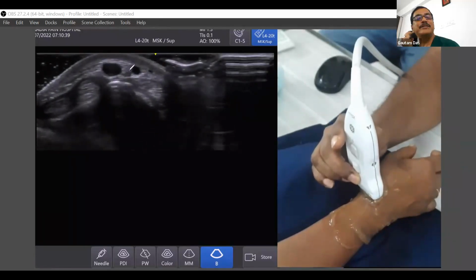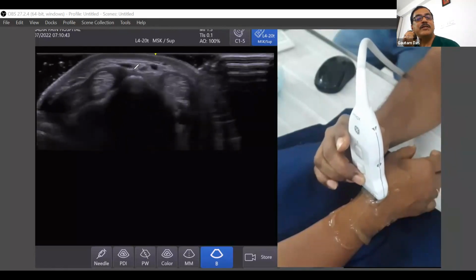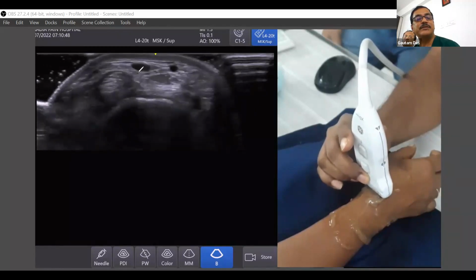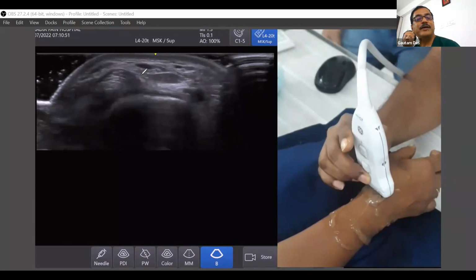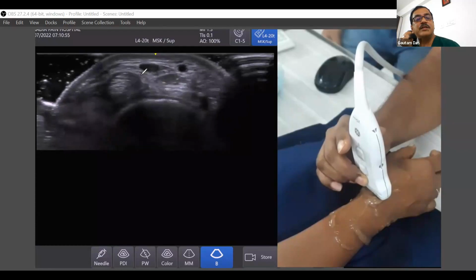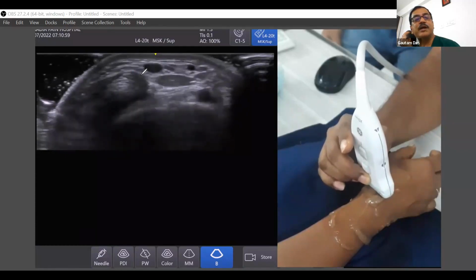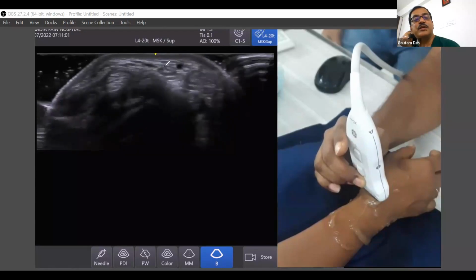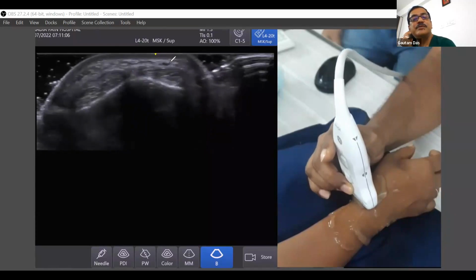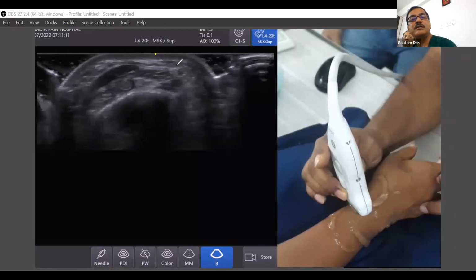Okay, this is the radial nerve. If I'm coming distally, it is just going below the cephalic vein. Can you appreciate it here? And don't press it, put a lot of jelly. You can see the radial nerve crossing just below the cephalic vein. This is your radial nerve. See, now it is going more towards the radial artery.